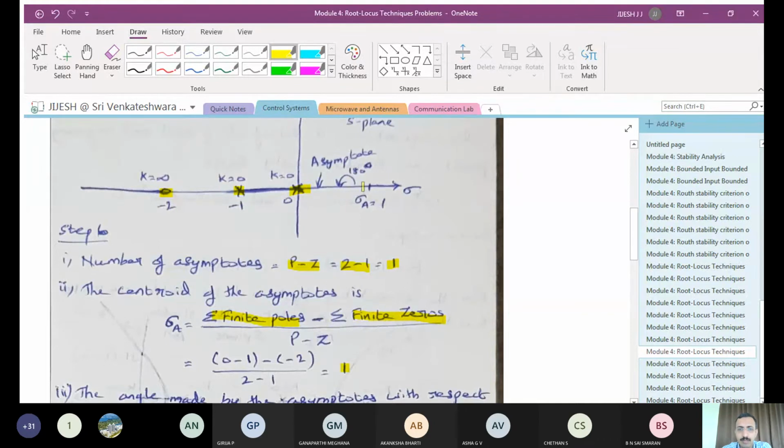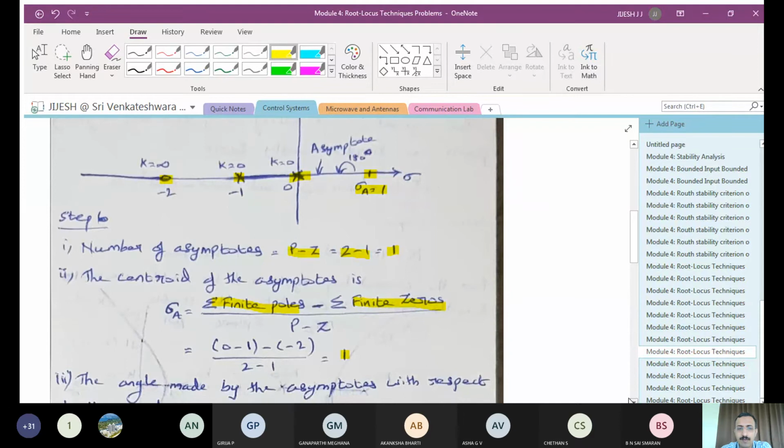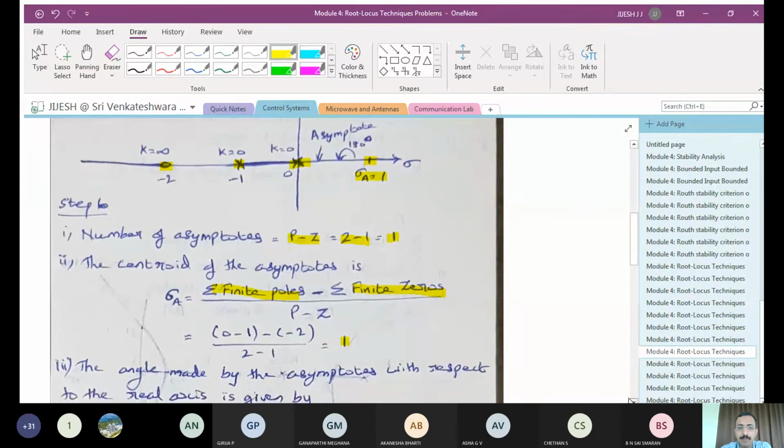So 1 will be drawn here. This is the point where you will get the centroid, that is 1 here. Now find out the angle. How many values of q do you have to take? Here the asymptote is only 1, so you have to take q as 0. So take q as 0, substitute in the equation and find out the angle made by the asymptote with respect to the real axis.